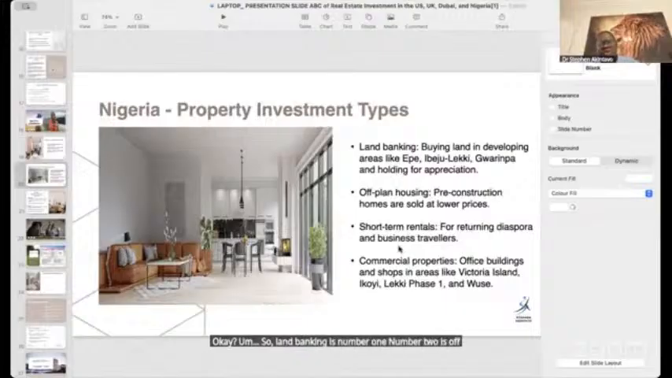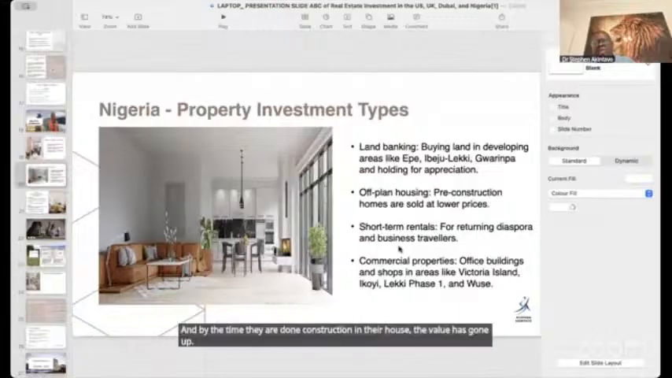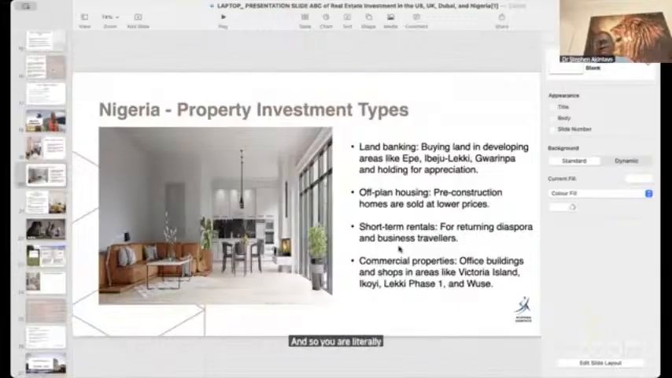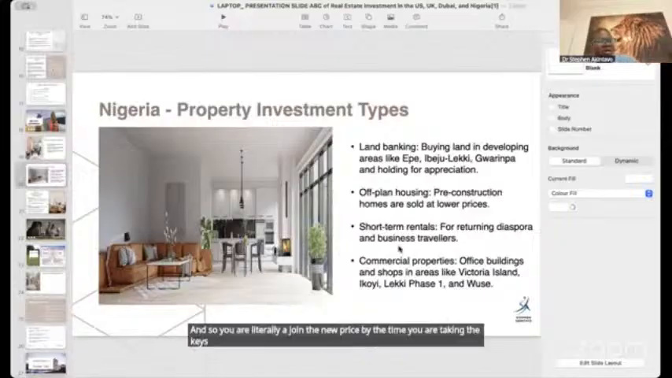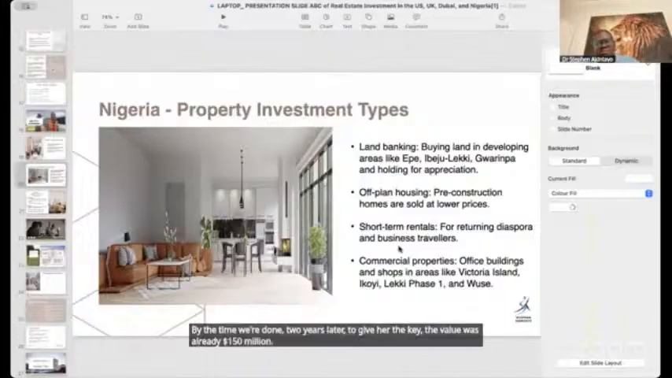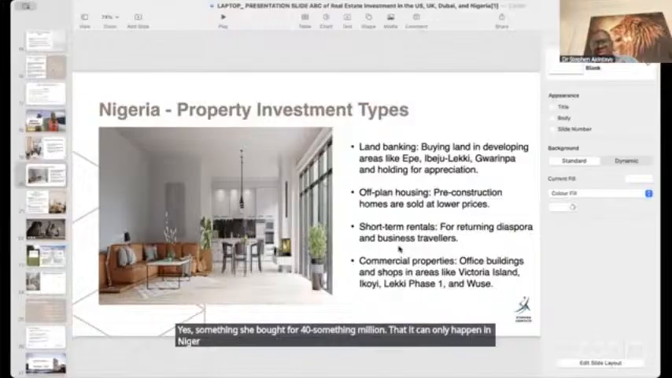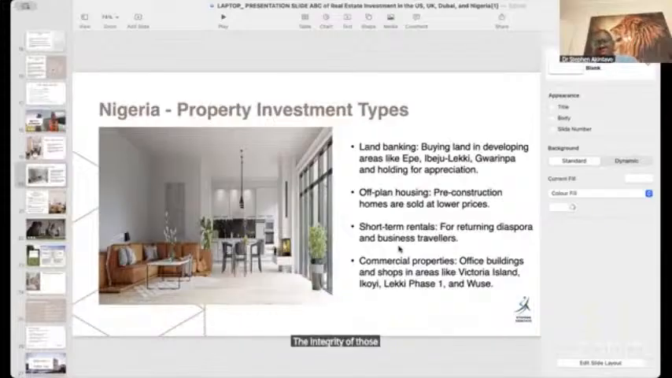Number two is off-plan housing. These are properties you're buying that they've not built yet, but they promise to build. You start paying, and then they build. By the time they are done with construction, the value has gone up, so you are literally enjoying the new price by the time you take the keys. One of our clients paid 40 something million for a property. Two years later, when we gave her the key, the value was already 150 million. Something she bought for 40 something million. That can only happen in Nigeria, and off-plan. Again, there are risks. It depends on who you are dealing with, the integrity of those you are partnering with.